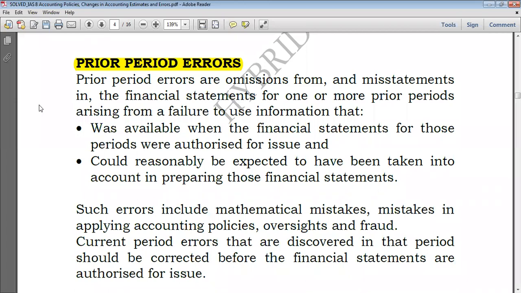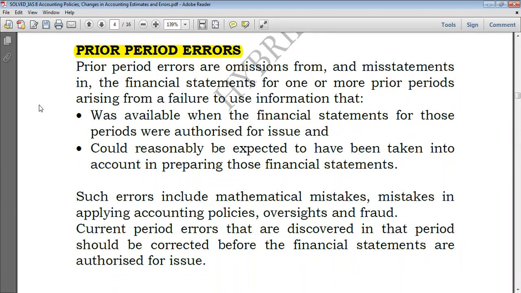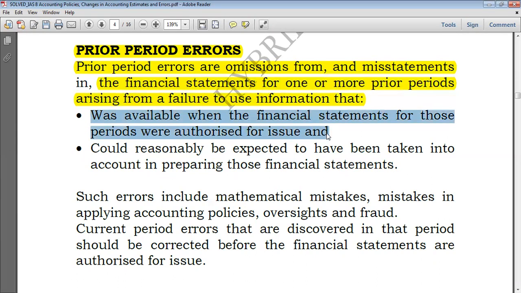Don't worry, we'll take a look at a very detailed example, a very fine one. So prior period errors here. We say prior period errors are omissions or misstatements. Let's say you omitted something completely, or you wrote it at a wrong amount. So be it omissions or misstatements in the financial statements for one or more prior periods arising from a failure to use information that was available when the financial statements for those periods were authorized for issue.